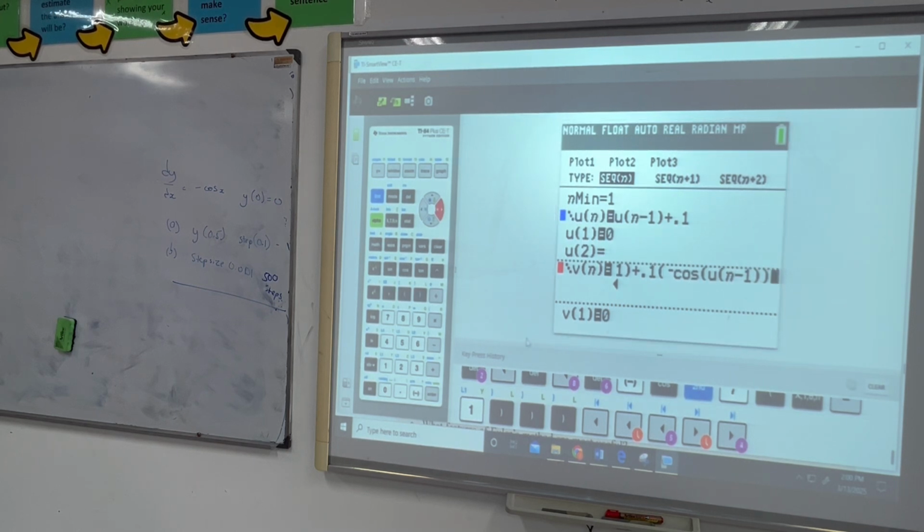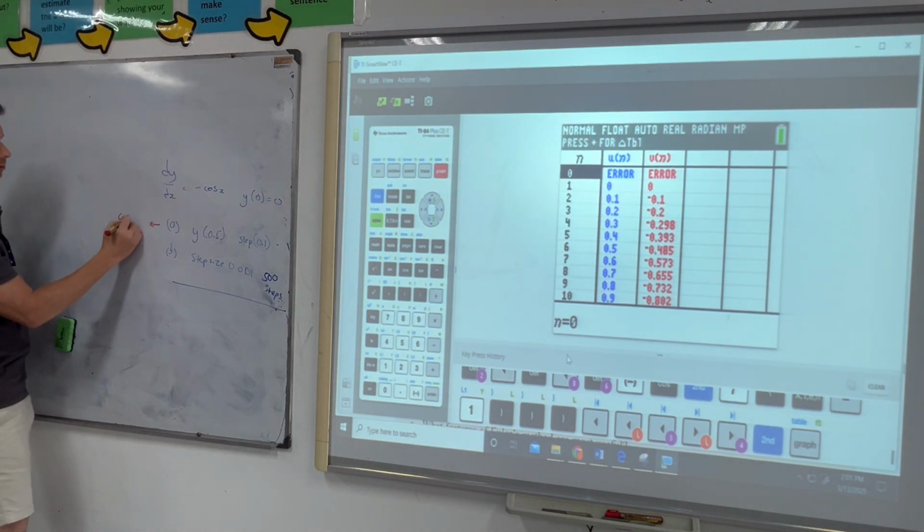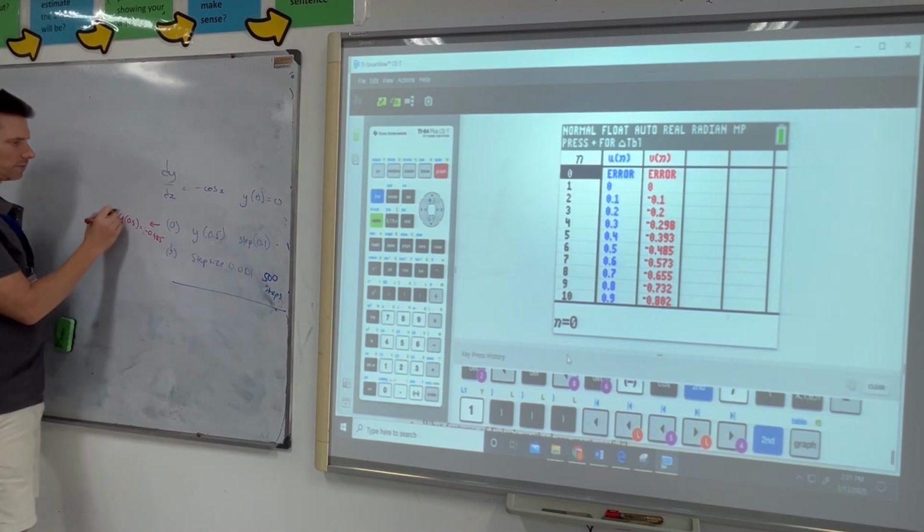Anyway, right. I'm going to press the table to get the answer to this. Second table, and we should see, yes, okay. I'm looking for 0.5. So minus 0.485 is my answer here. Minus 0.485, very good. How do you write that answer? y of 0.5 equals negative 0.485. So that's our first answer here.